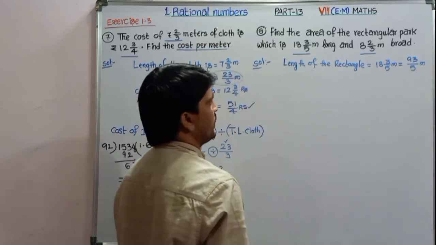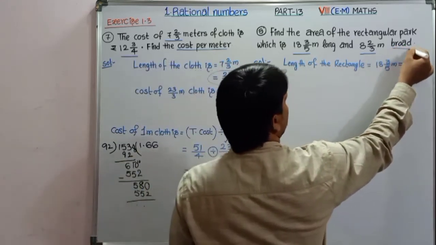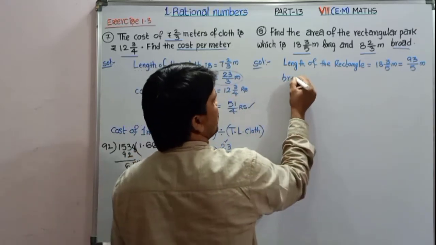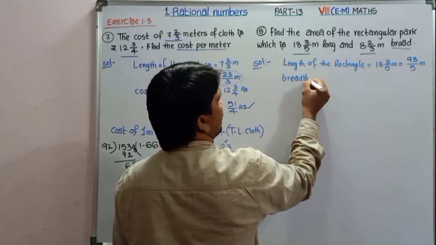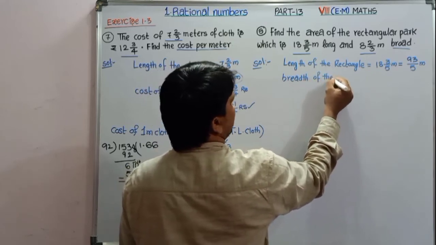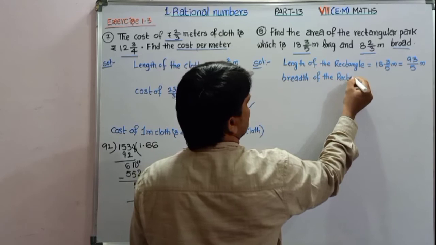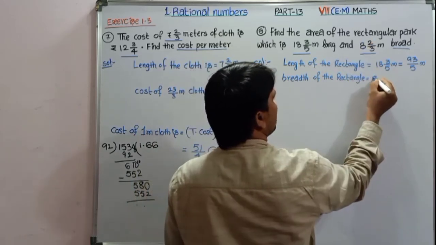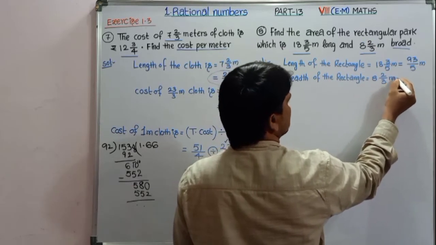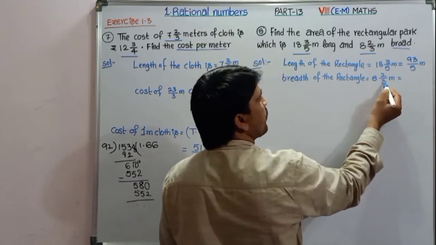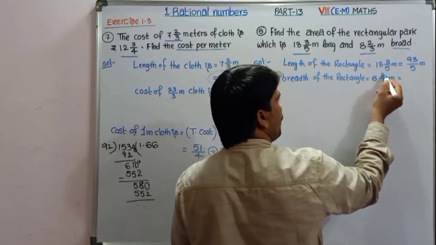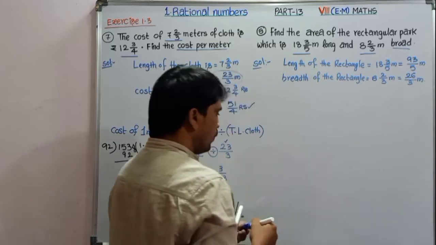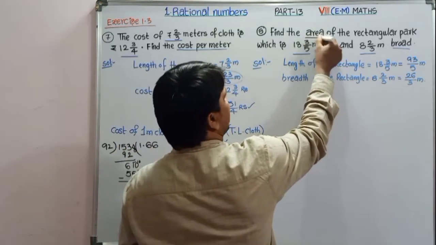This is the length of the rectangle. Now the broad of the rectangle, or breadth of the rectangle, both are equal. The breadth of the rectangle is given by 8 whole 2 by 3 meters. That is converted into an improper fraction. 3 8s are 24 plus 2, 26 by 3 meters. Now we have to find the area of the rectangle.